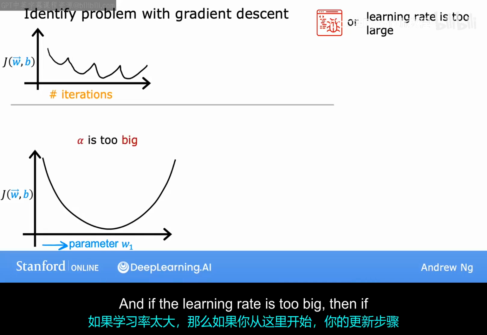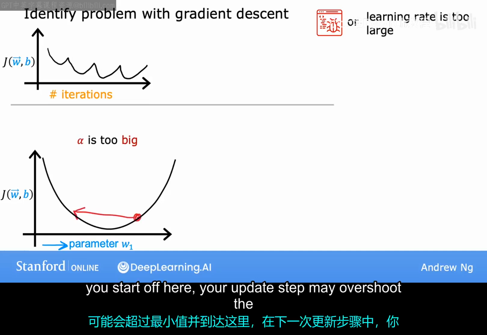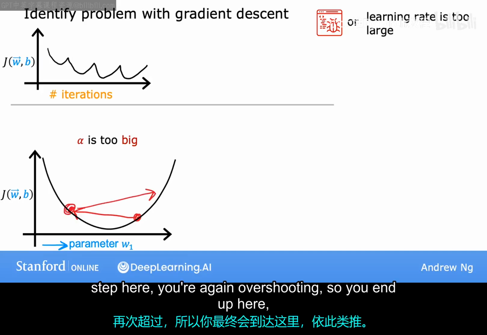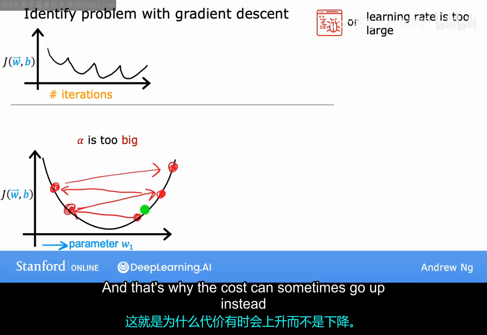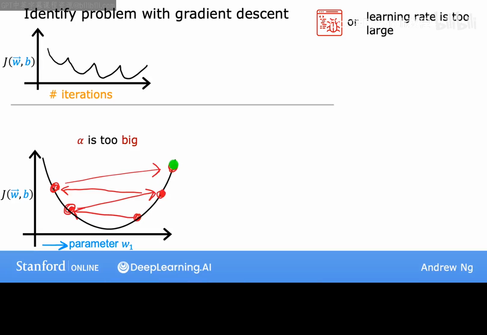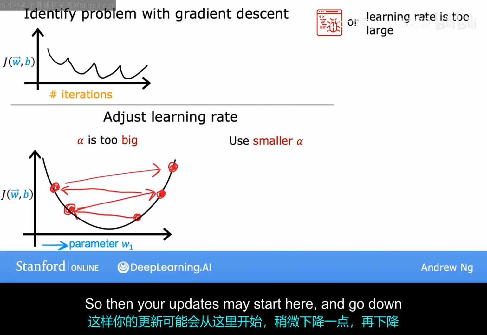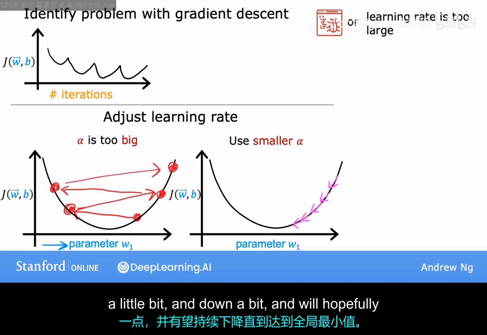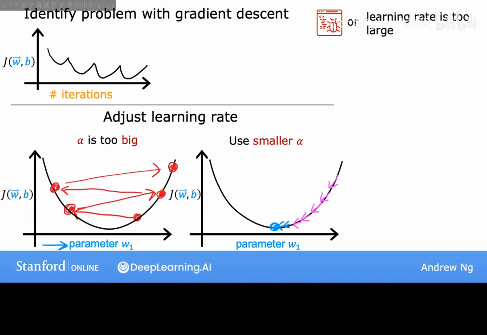And if the learning rate is too big, then if you start off here, your update step may overshoot the minimum and end up here. And in the next update step here, you're again overshooting, so you end up here, and so on. And that's why the cost can sometimes go up instead of decreasing. To fix this, you can use a smaller learning rate. So then your updates may start here and go down a little bit and down a bit, and will hopefully consistently decrease until it reaches the global minimum.